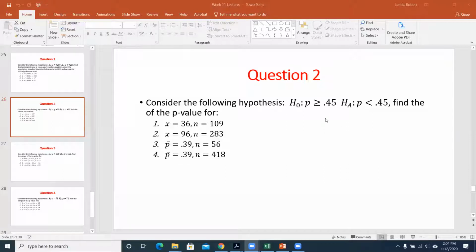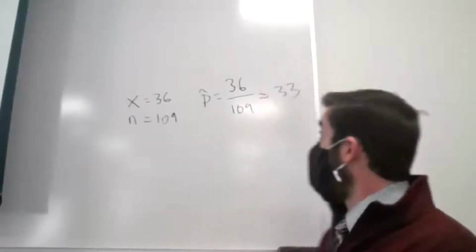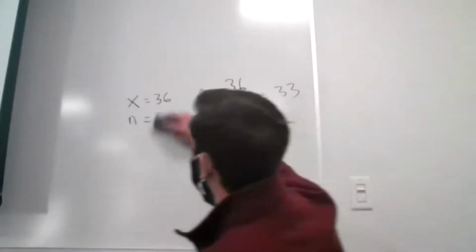So what type of tailed test do we have here? We look at the alternative hypothesis. So we have a less than sign in the alternative hypothesis. Yeah, it means we have a less than or left-tailed test, okay? And we're assuming that cutoff value that we're looking at is 0.45. Okay? So we've got that sample proportion of 0.33 that we had calculated.